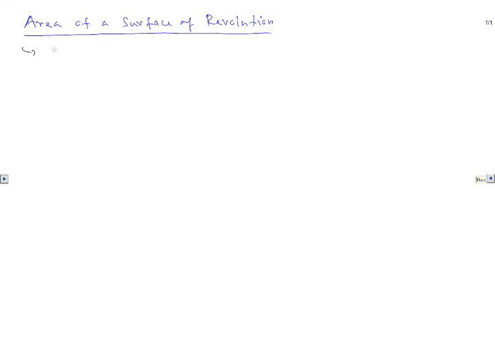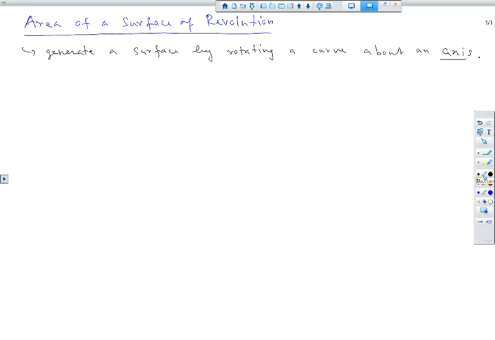Generate a surface by rotating a curve about an axis. So in this case we can talk about two cases, the x-axis and y-axis. So let's try to develop the theory and see what are the related ideas behind.